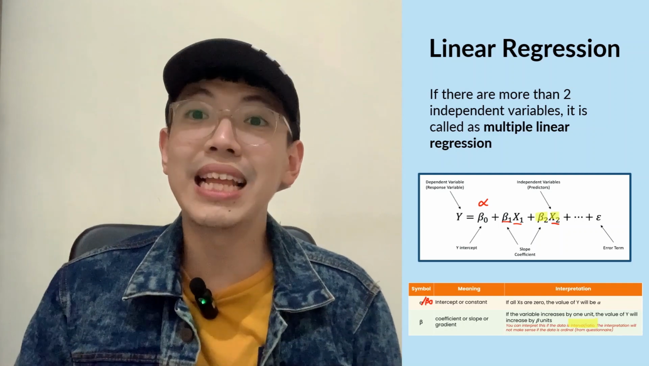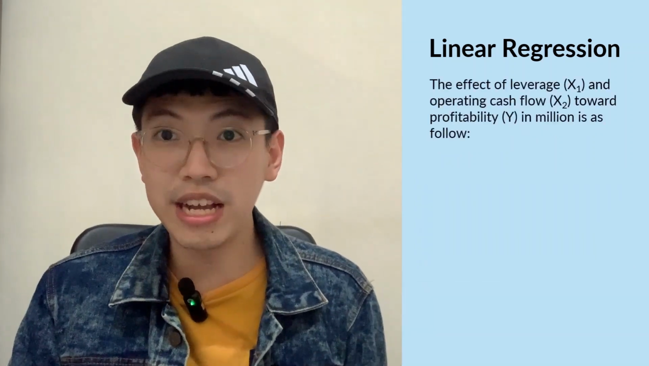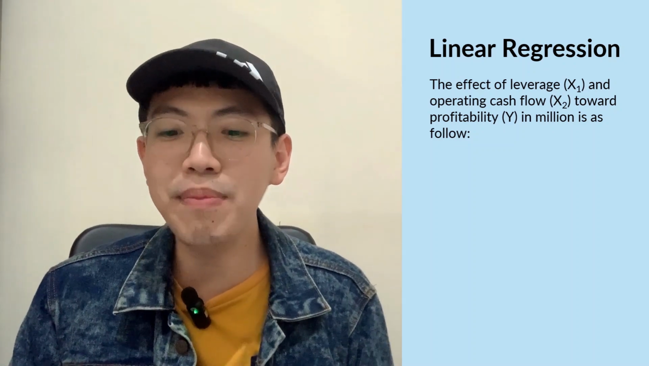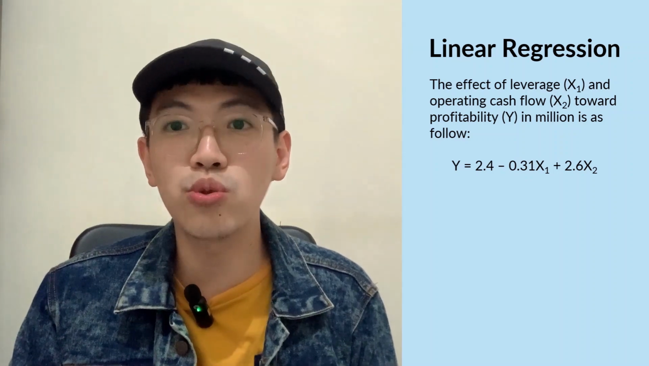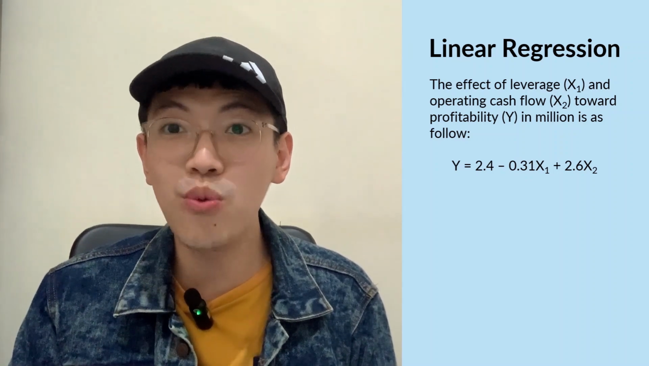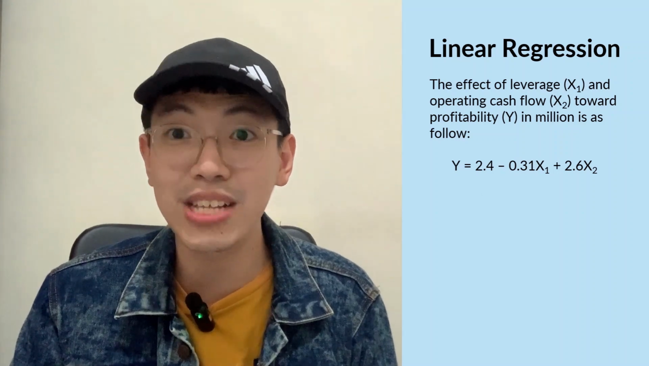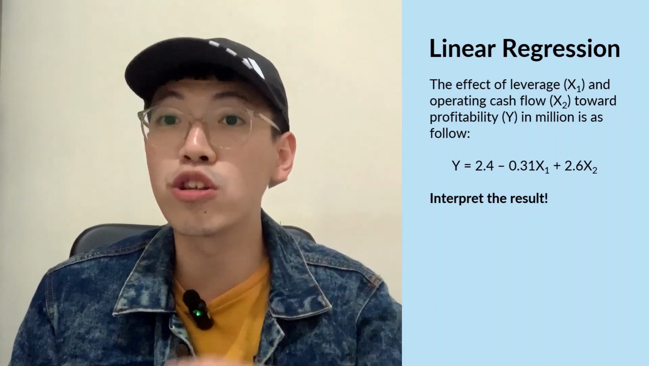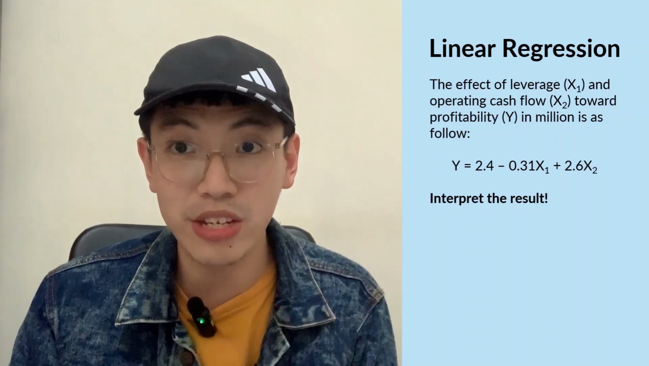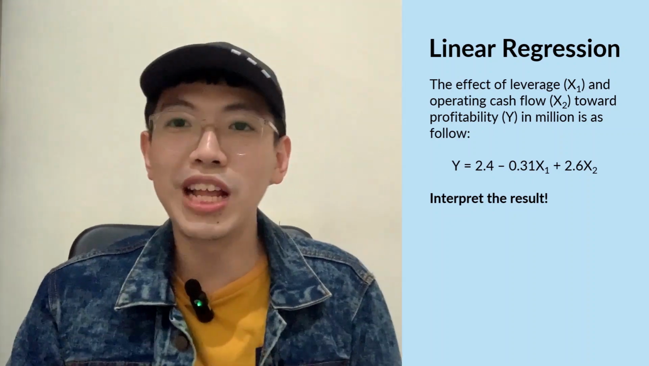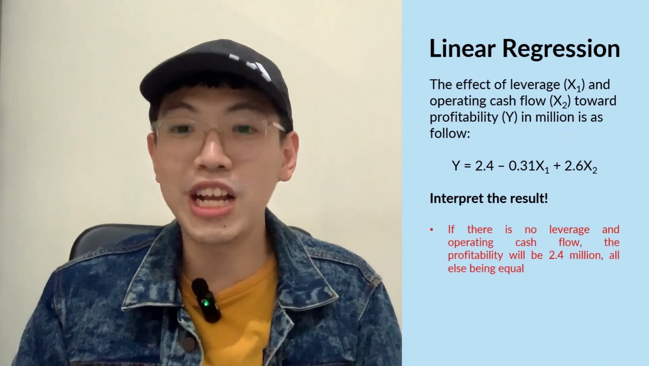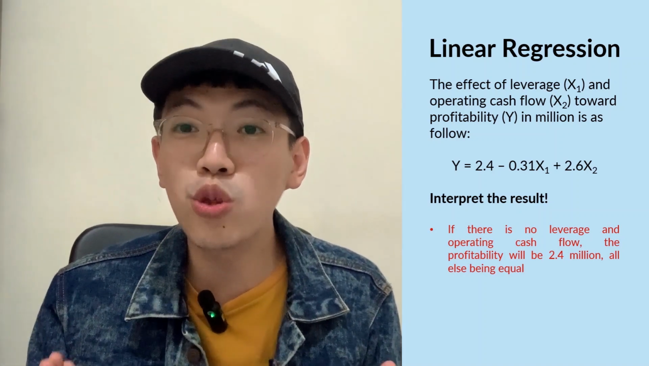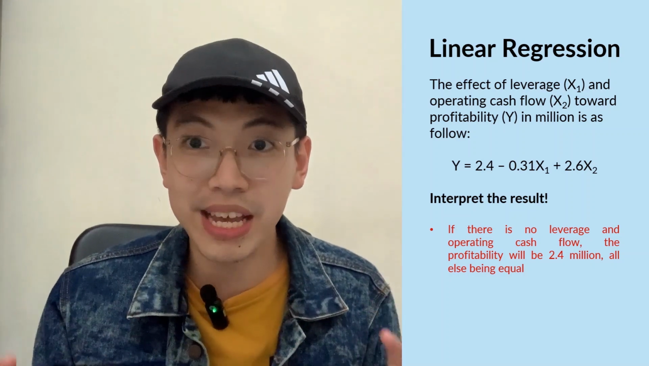This is the example. Let's try to interpret. The effect of the leverage x1 and the operating cash flow x2 toward profitability y in million is as follows. Y equals to 2.4 minus 0.31 x1 plus 2.6 x2. Interpret the result. These data about leverage, operating cash flow, and also profitability are interval or ratio. Therefore, we can interpret it. So let's interpret 2.4. If there is no leverage and there is no operating cash flow, the profitability will be 2.4 million, all else being equal.